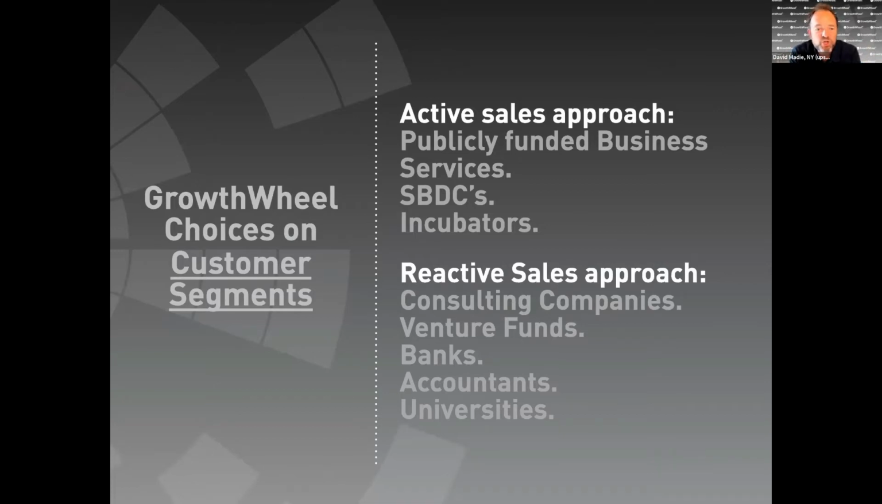That you may call a strategic choice. So for GrowthWheel, as you may already know, we made very early, 12 years ago, the strategic choice that we would focus mainly on publicly funded business services. So the likes of SBDCs in the United States, government-funded programs, and others. We would have a more reactive sales approach to consulting companies, venture funds, banks, accountants, and universities. Now we have those as clients, and they get exactly the same service as anybody else. Our product works for them as for anybody else. It's just our choice that we focus on the other kinds of customers.